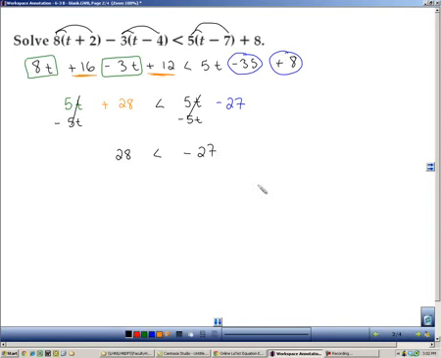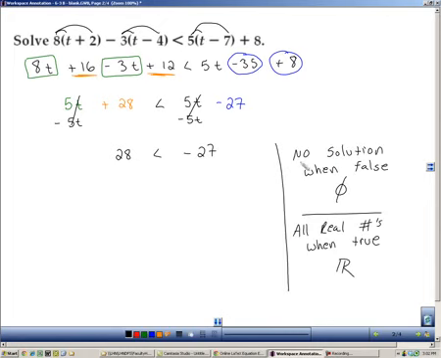Now something happens here, and it happened when we learned about this when dealing with equations. The variables canceled off. And if you remember, there are two possible solutions when the variables cancel. And here are the two solutions. It's no solution. There is no solution to your problem when the expression is false, and this is how we write it. And the answer is all real numbers when the expression is true. This is what you do when the variables cancel off. So let's look at this. 28 is not less than -27. So we go over here, no solution. So this means that there is no number that I can plug in for t that will make this inequality work.